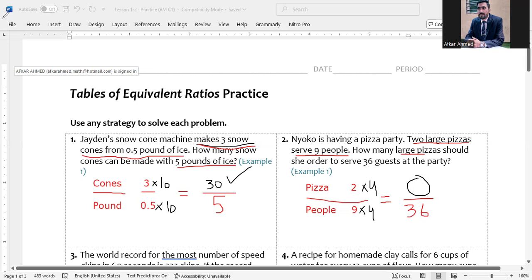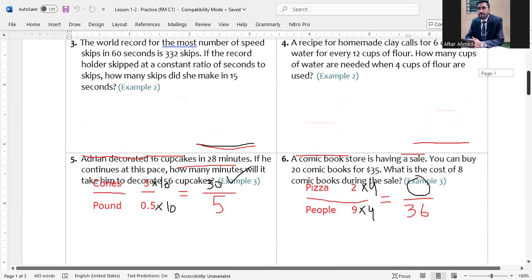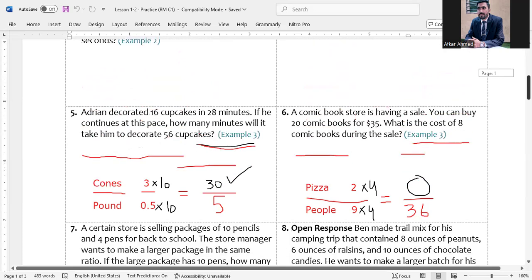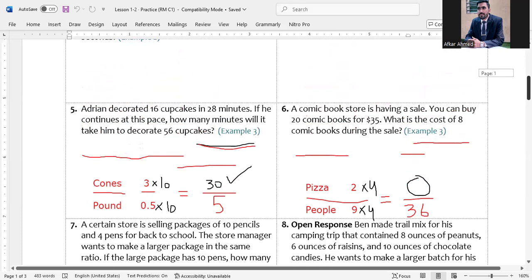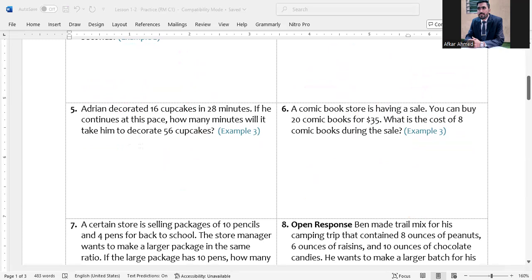Okay. Now let's move toward the next question, number 3. Questions number 3 and 4 are different, related to the backward scale. We are just doing the forward one. Forward means multiplying. Look, we multiply all the numbers. So now let's move towards question number 5.